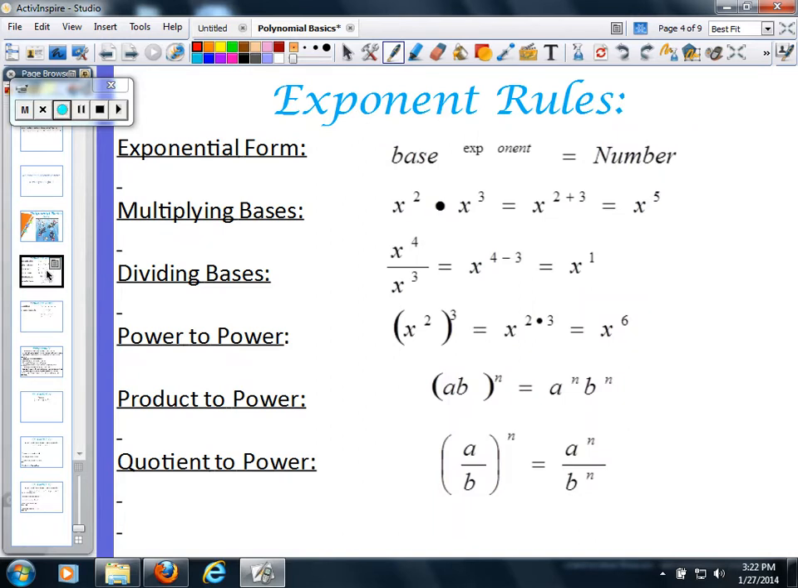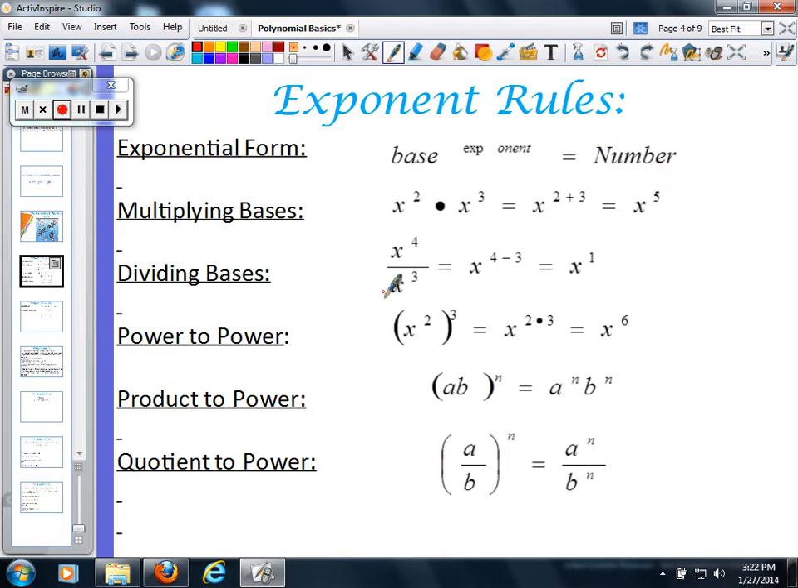So the first one is exponential form, and that is just that the base raised to an exponent equals a number. You have multiplying bases, which says when you multiply the bases, you have x squared times x to the third. These are like terms. So when I multiply them, I'm going to do x to the 2 plus 3 power. You add the exponents, and that gives you x to the 5th.